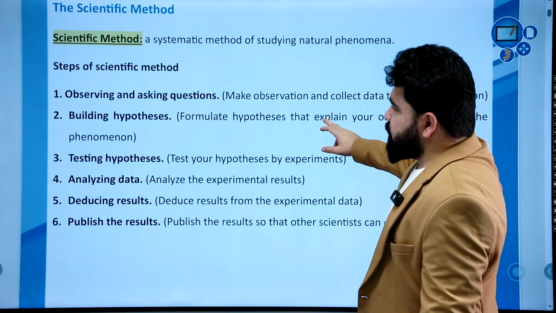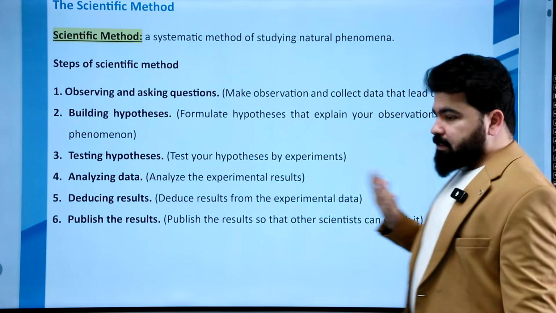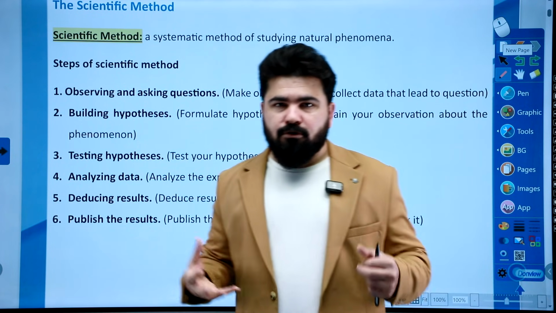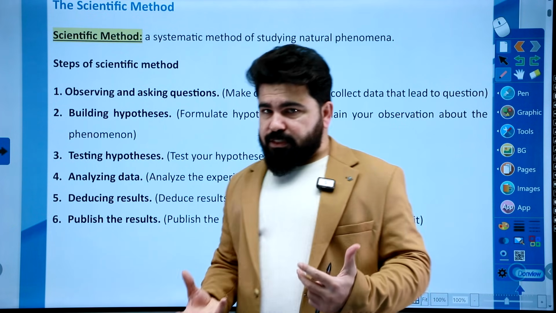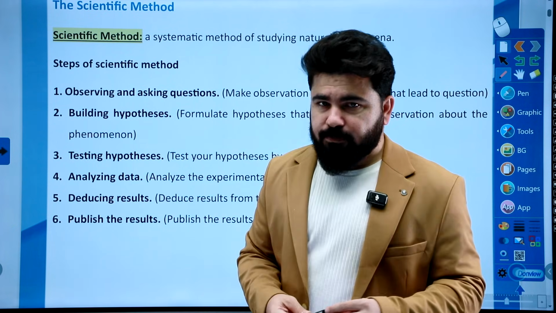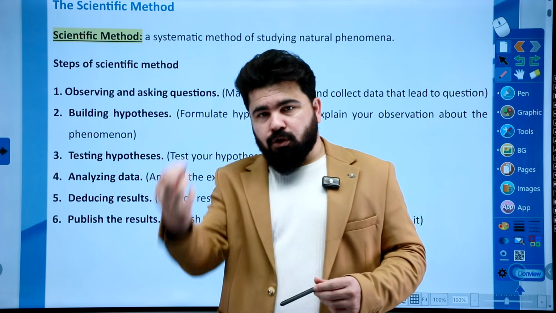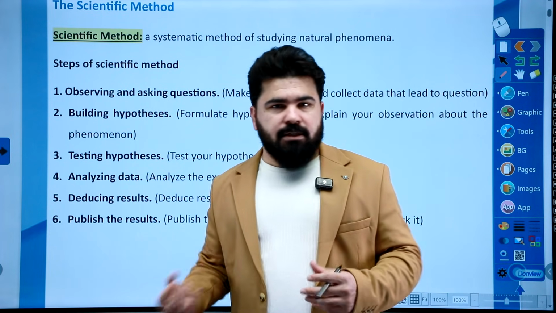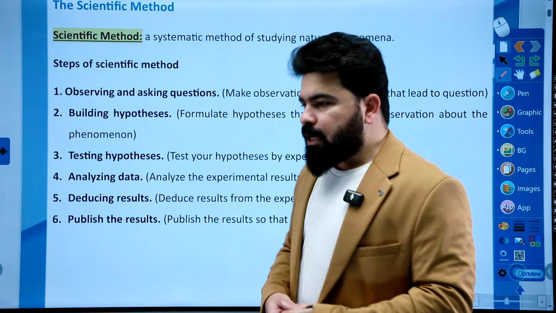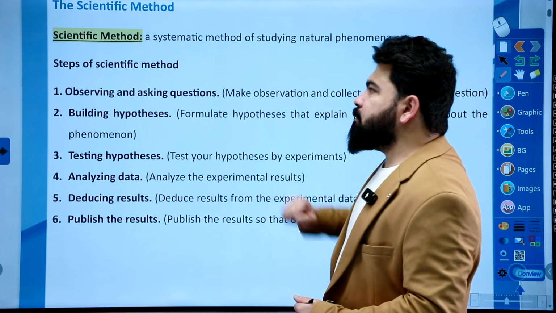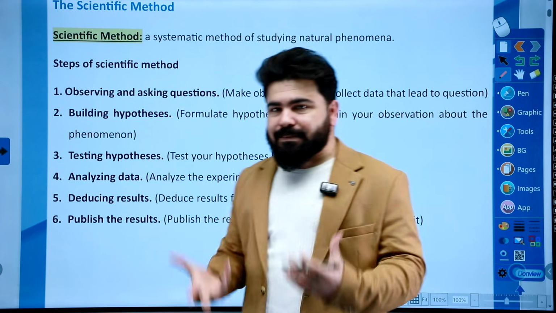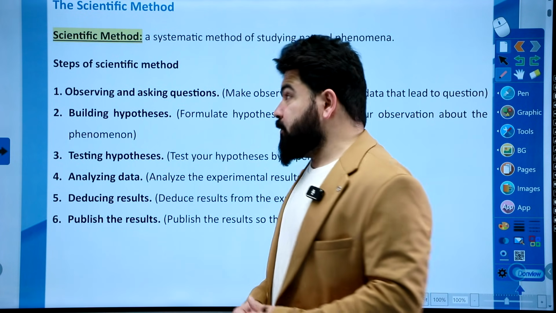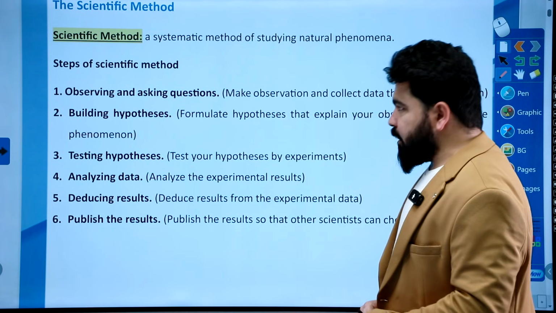Now we have what? We have scientific methodology. Scientific methodology is basically a systematic method of studying natural phenomena. For example, you are searching about something, or you are trying to study a phenomenon in physics. A phenomenon can be anything. Let's say you want to know the behavior of falling objects when you increase the mass. This is basically a phenomenon. So the scientific method is basically a system, or some steps we follow, to study a natural phenomenon.